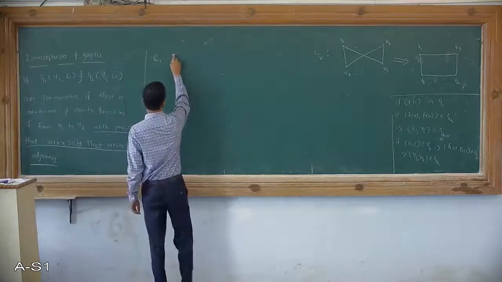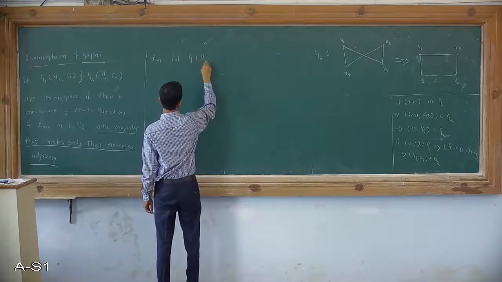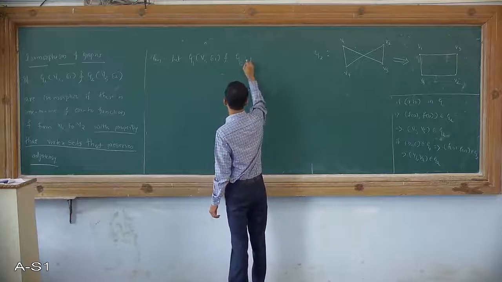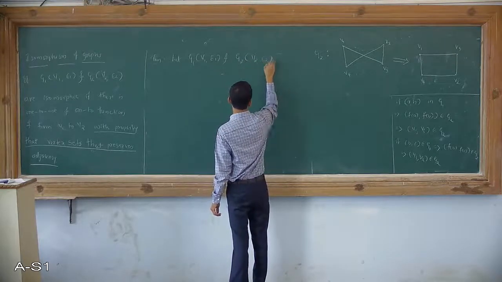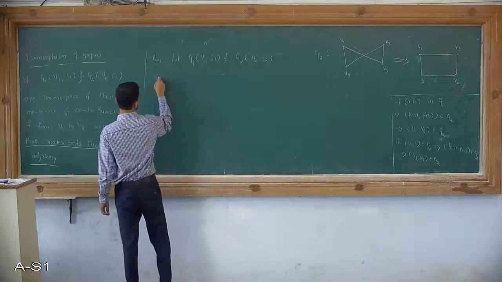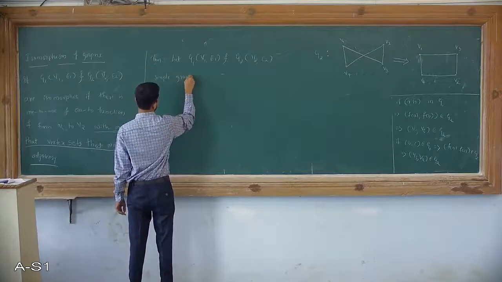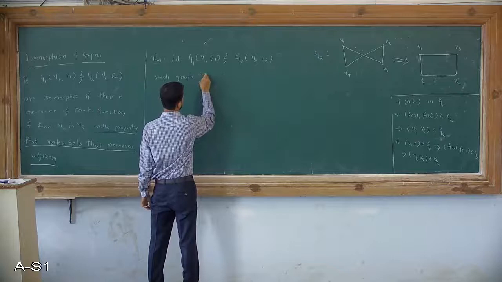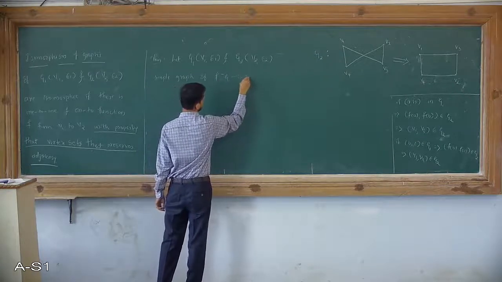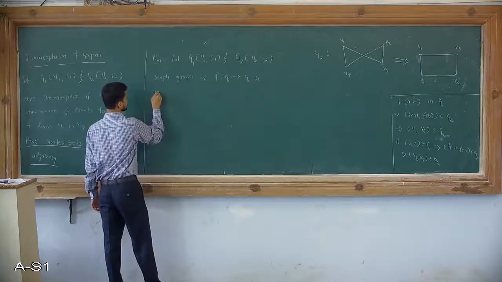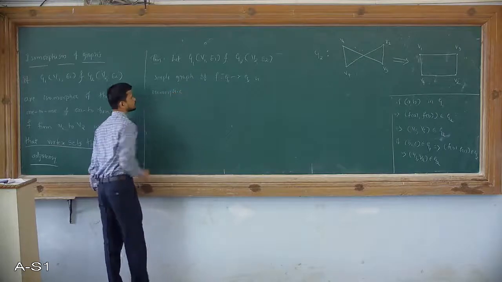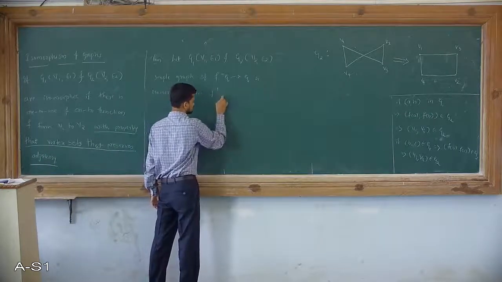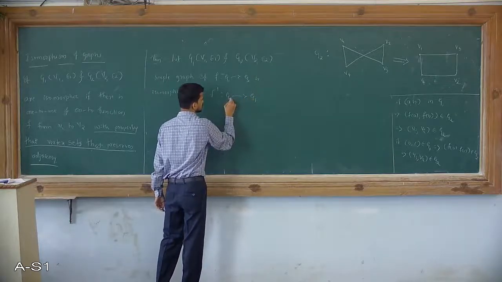Let G1, with vertex set V1 and edge set E1, and G2, I take it as V2 and E2, be any simple graphs, and if f from G1 to G2 is isomorphic, then f inverse from G2 to G1 is also isomorphic.